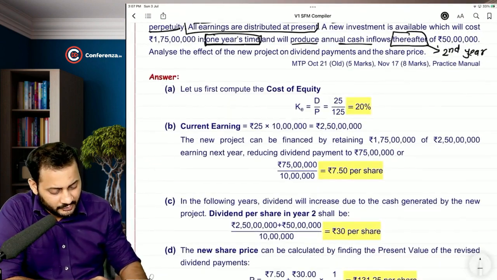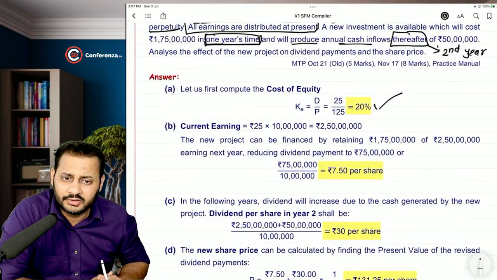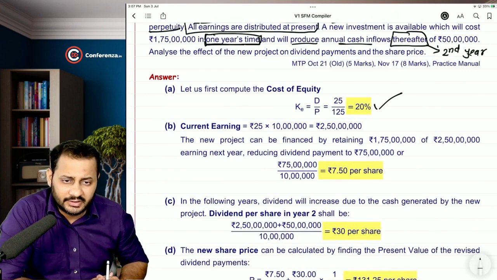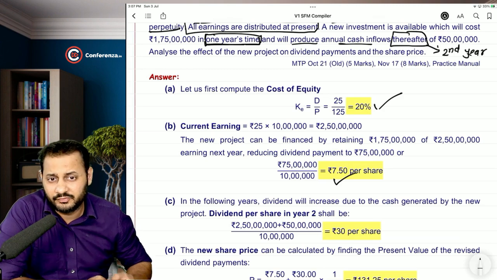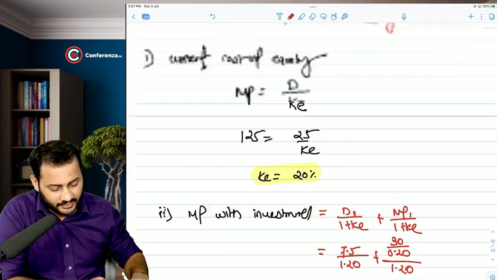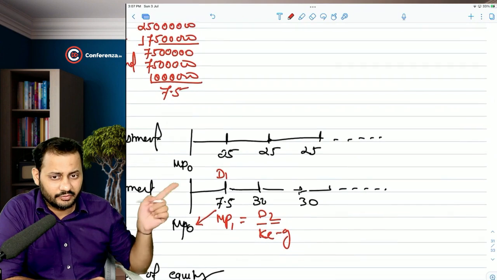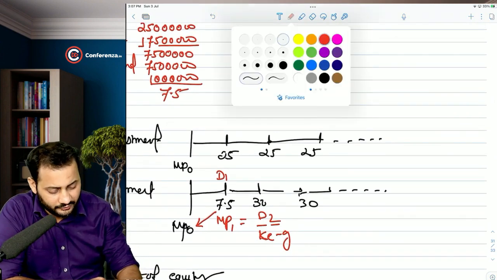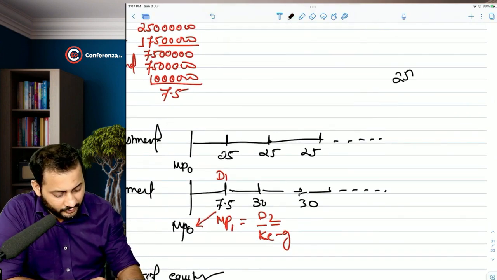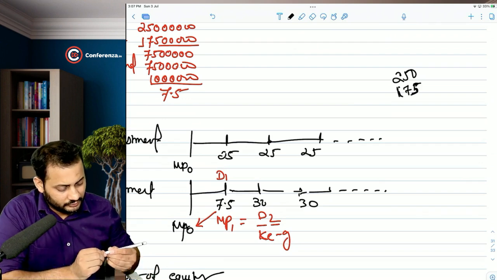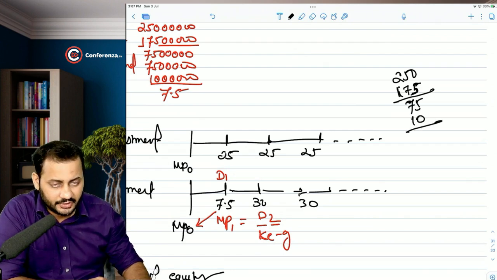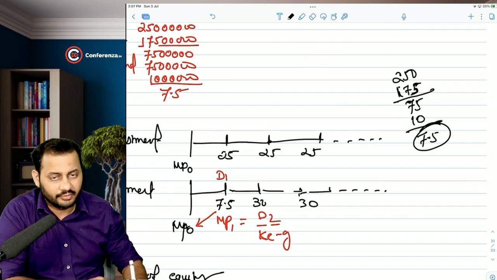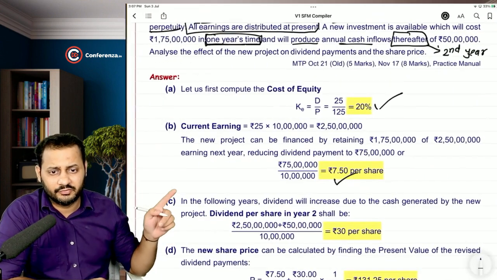See, the first answer is 20%, which is the cost of equity. The second answer, 7.5 rupees per share, will be the dividend for the first year. Am I right? For the first year 7.5 will be the dividend. How come 7.5? Because out of 250 lakhs you will be distributing 175 lakhs to the project. The balance will be 75, distributed among 10 lakh shareholders. So 7.5 will be the dividend for the first year.